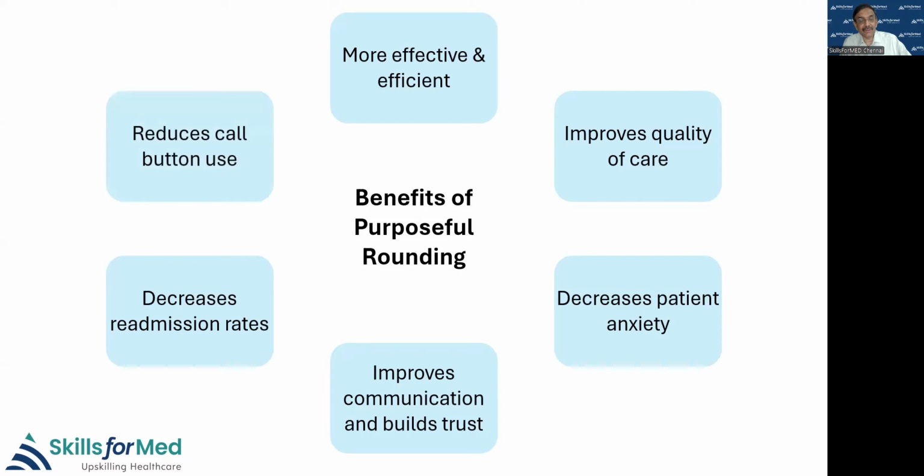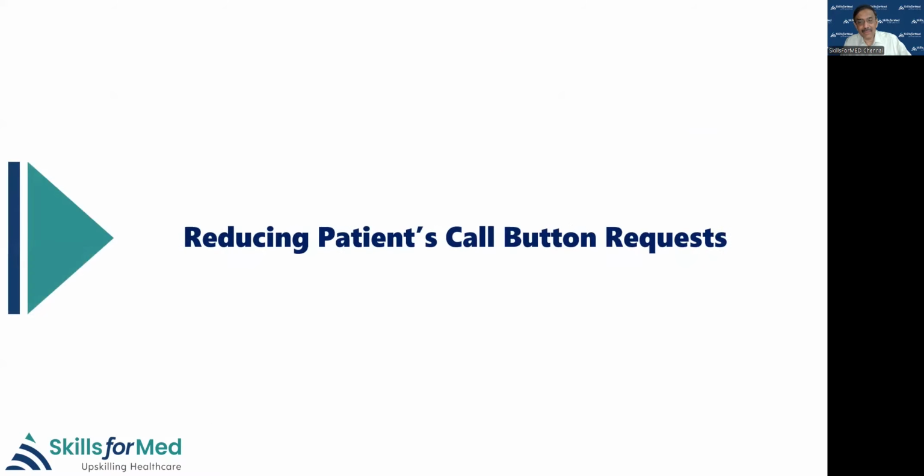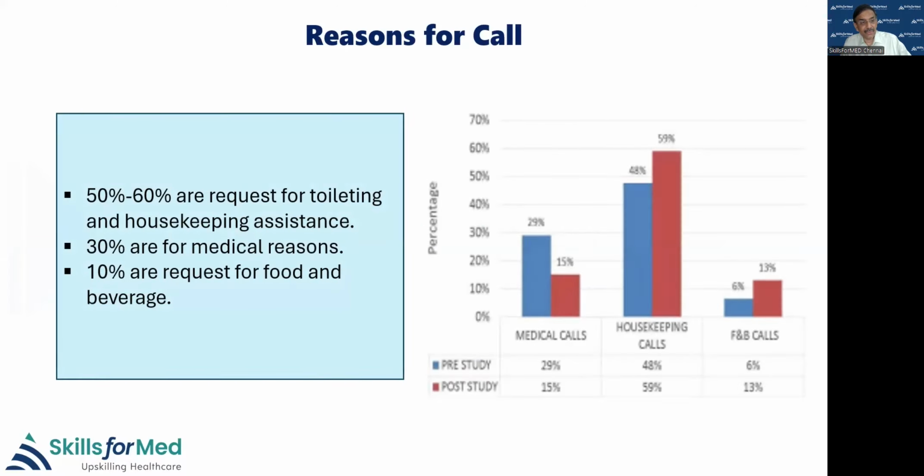And more important, many of you will be interested in reducing call button usage. We'll spend a couple of minutes on call buttons. We all want to reduce call button requests. The reason for this is almost 70% are non-nursing requests. 50 to 60% are requests for toileting and housekeeping assistance, 10% for food and beverage. Only 30% are for medical reasons. This is almost uniform. Wherever you do this study, this is what will come.